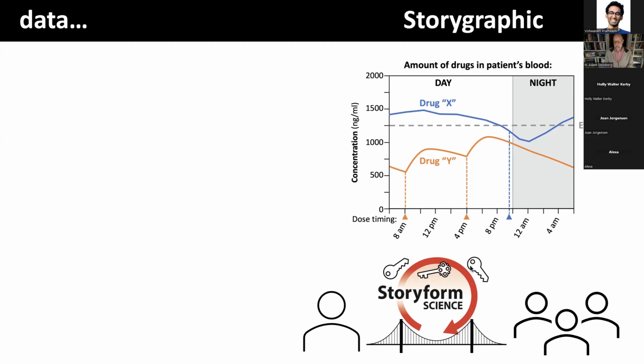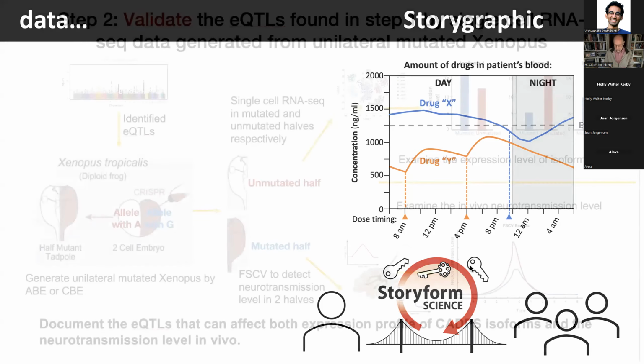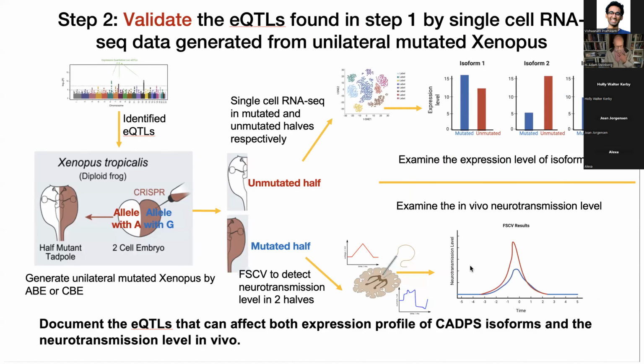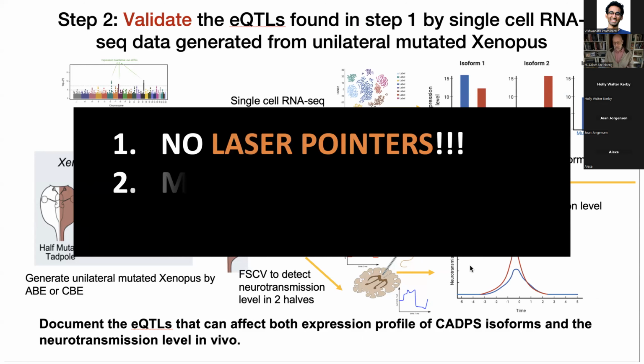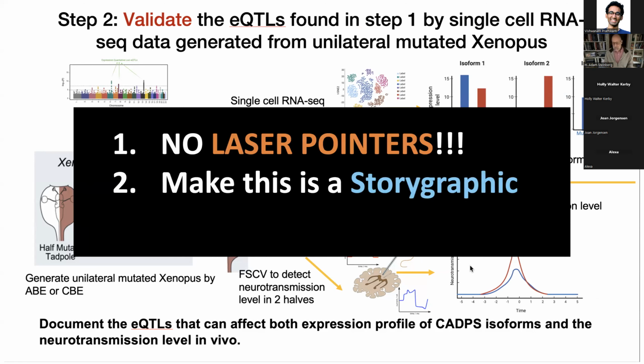Notice, no laser pointer. I don't have to tell you what to look at. You can do all that work on your own as an audience because the story graphic has the story embedded right in it. We've all seen these. People put these up on screen and try to walk through them with a laser pointer, right? If you make these into story graphics, you don't need a laser pointer anymore.